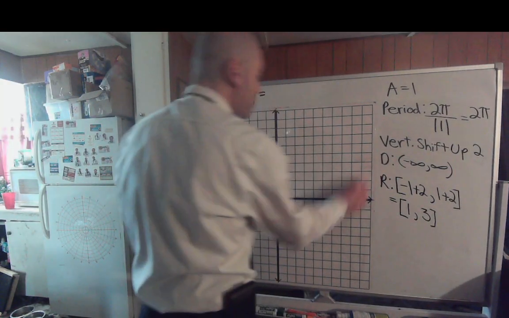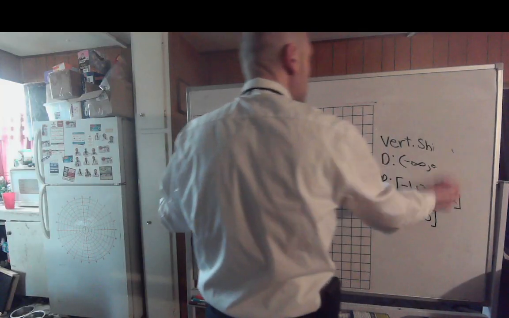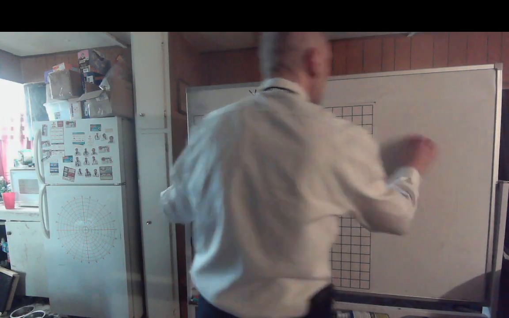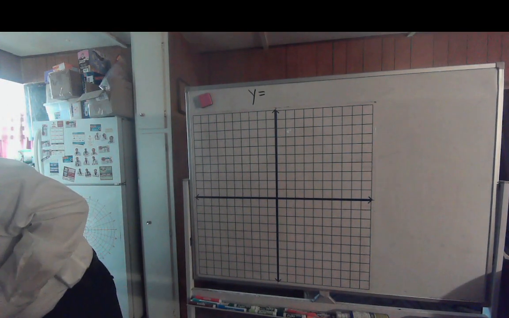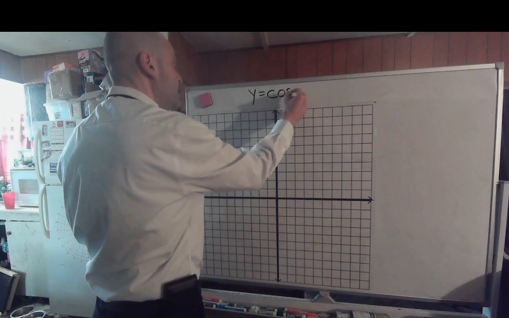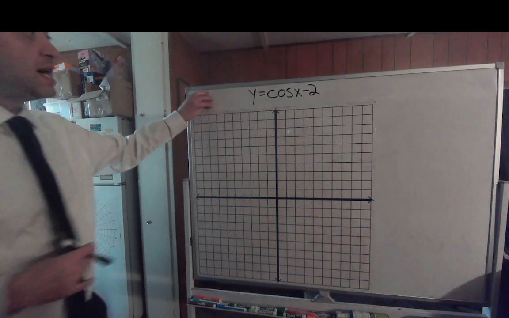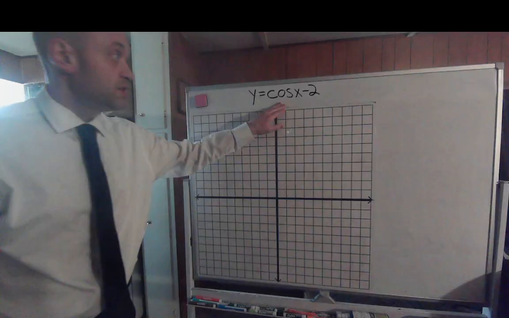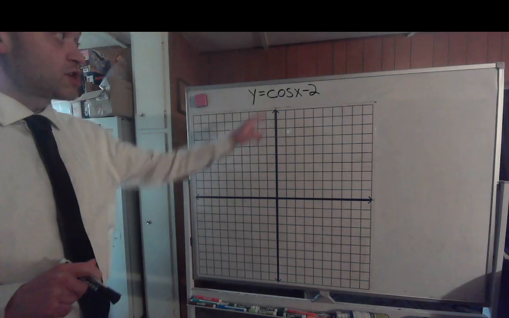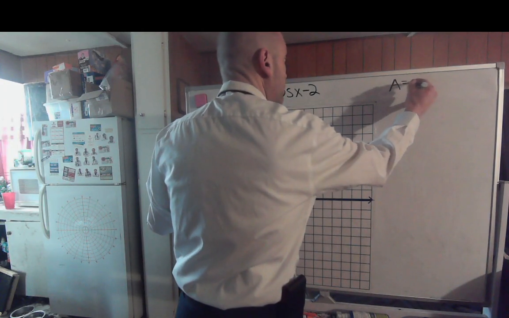All right, what do we got here? So, we have y equals the cosine of x minus 2. So we've been given y equals the cosine of x minus 2, okay? Well, let's look for the amplitude first. Your coefficient on the cosine, that a, is 1. So the amplitude's still 1.